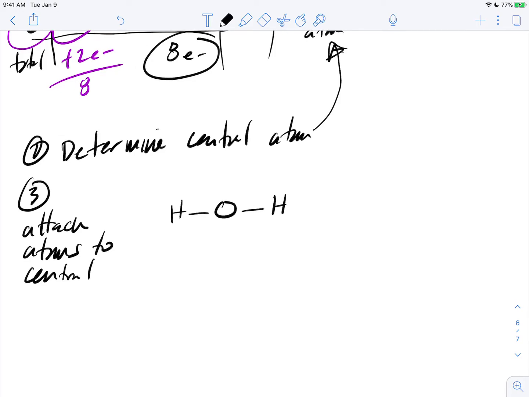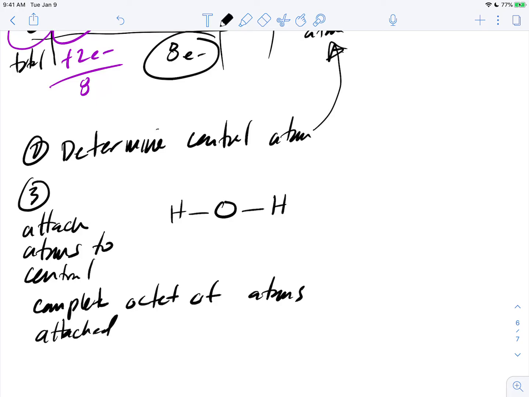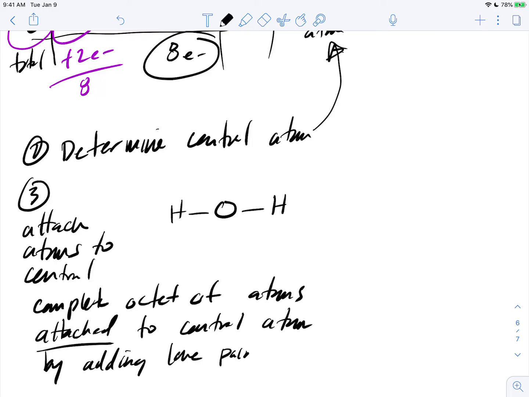And then we're going to complete the octet of atoms attached to the central atom by adding lone pairs. Now, this step we don't need to do because hydrogen already has 2 electrons. It's completed its duet. That's, again, all hydrogen's going to do. So we've done this step. We'll do an example where we need to actually add lone pairs. This is a really important step.